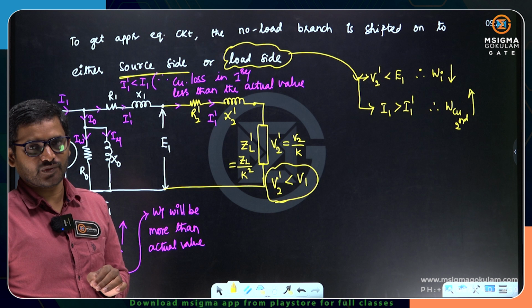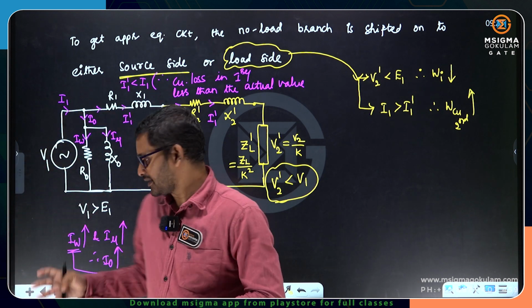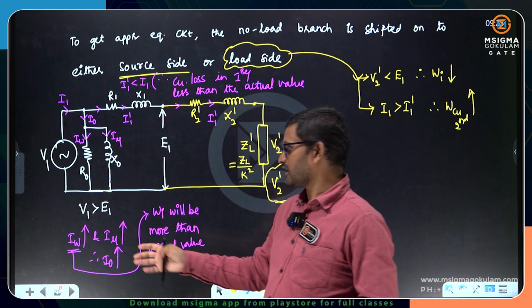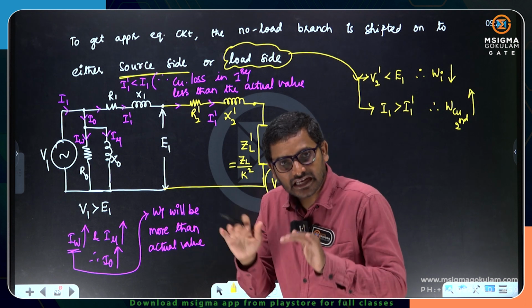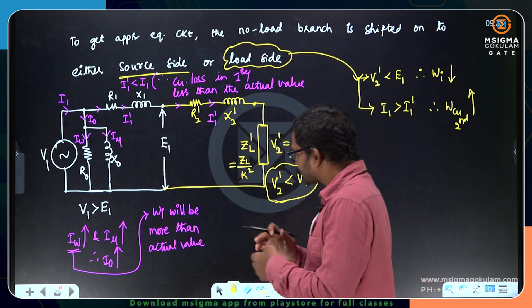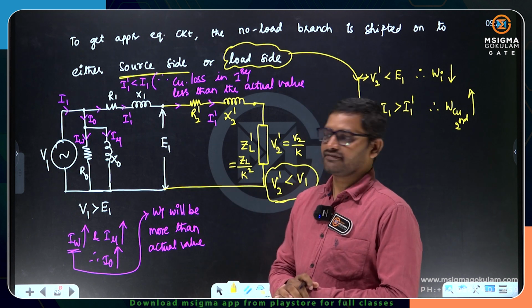No load current is very small, so that's the reason why the changes are not bigger changes. The increment is not going to be a bigger increment. The iron loss increment is not going to be a large increment. The copper loss decrement is not a large decrement. So we take it as an approximation, we neglect these changes and we will go ahead.